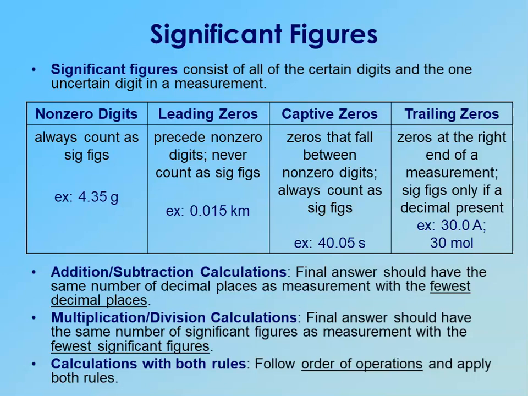Remember, scientific notation is just a way to write really big numbers, really small numbers. If your number is large, you're going to have a positive exponent. If your number is small, you're going to have a negative exponent if it's less than 1.